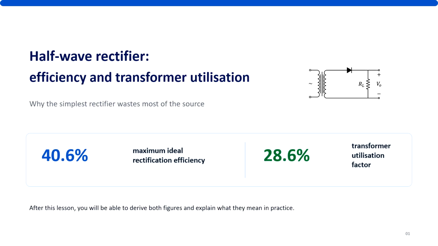First, only 40.6% of the AC input power can become useful DC power even with an ideal diode. Second, the transformer utilization factor is only about 28.6%. By the end of this lesson, you will be able to derive both results and explain why they make the half-wave rectifier a poor choice for most transformer-based power supplies.